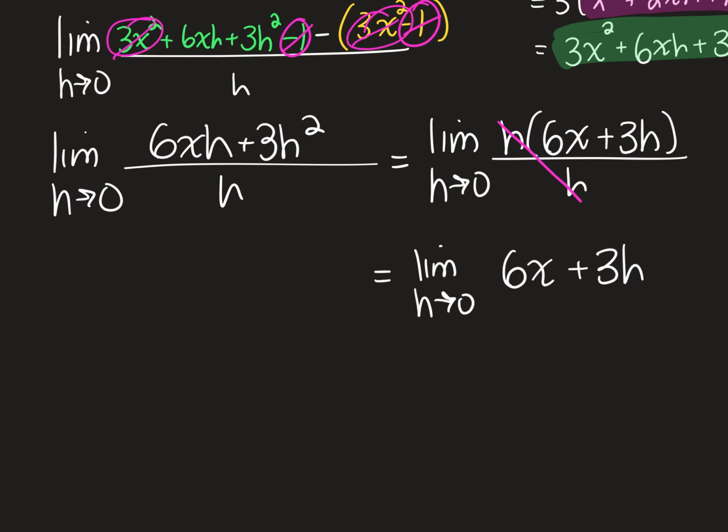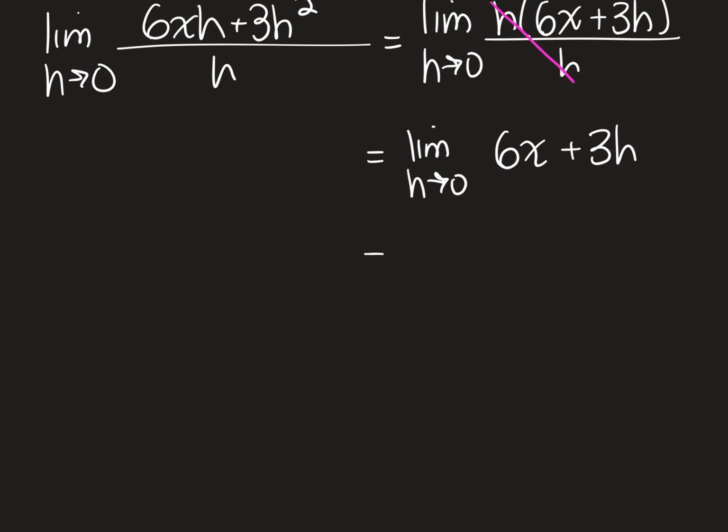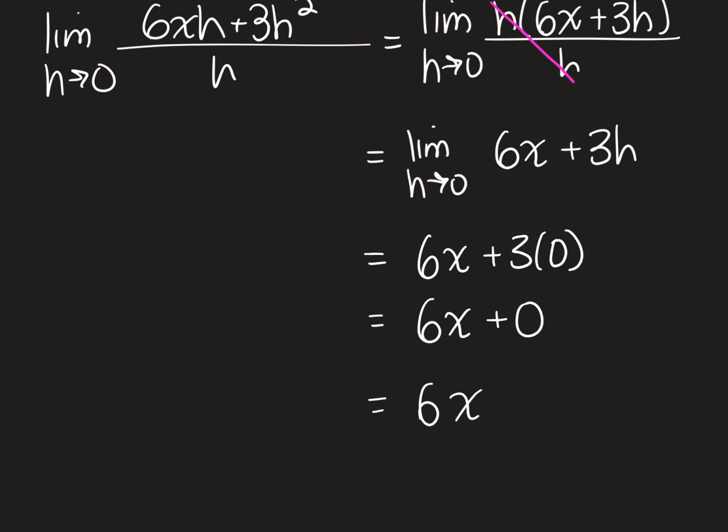If you remember when we talked about limits, we said we can do a direct substitution when the function is well-behaved. This is a well-behaved function. If I plug in 0, I don't get something undefined. So let's plug in 0. When I start plugging in 0, I don't have to continue writing the limit anymore. So we get 6x plus 0, which is just 6x.